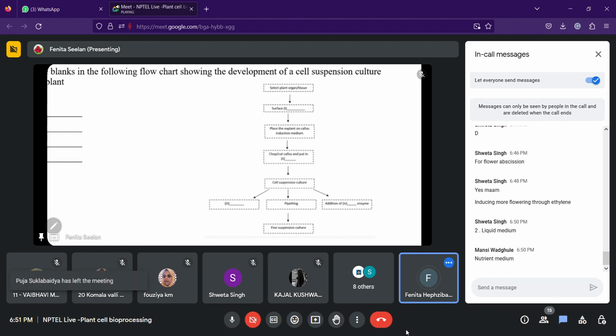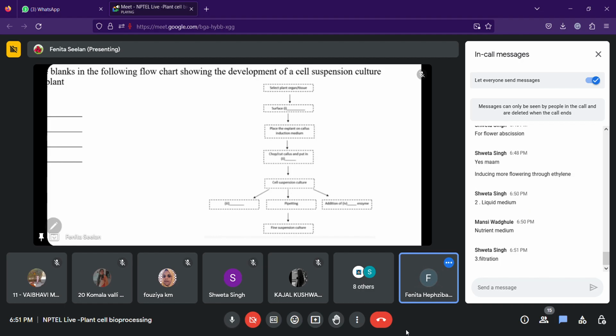I think this is there in your slides, right? Where your single cell culture methods are being described. From cell suspension culture, you are going for fine cell suspension culture. For that, three different techniques are adapted. One is pipetting, the other two are what? Third is filtration. Yes, filtration, correct. What is the fourth one?